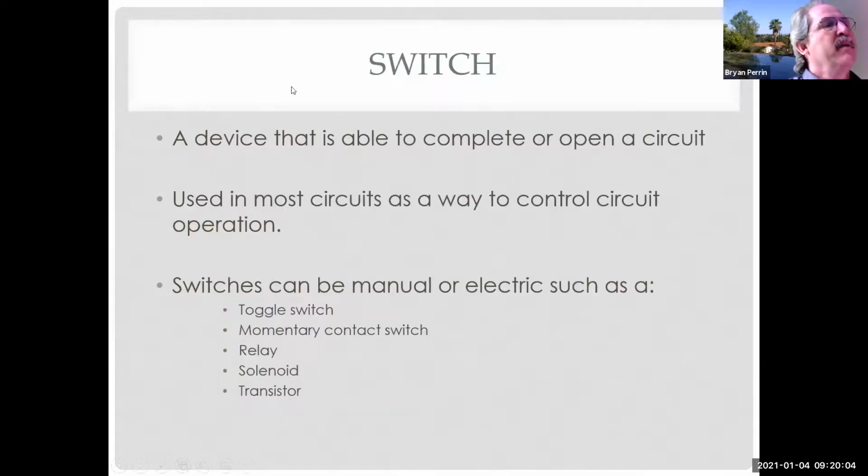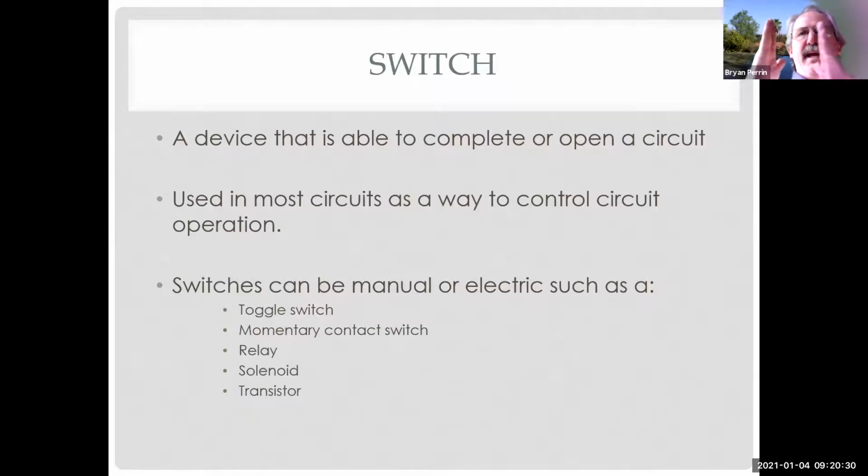So a switch is a device that is able to complete or open a circuit. One of the things that people really seem to struggle with is the concept of short and open. A lot of times when people have an electrical problem, the first thing they say is, oh, it's a short circuit. Well, let me tell you, we almost never have short circuits. Almost all of our electrical problems are either high resistance or an open circuit.